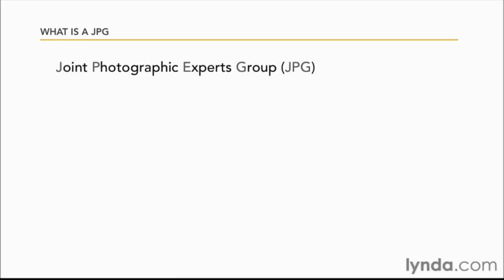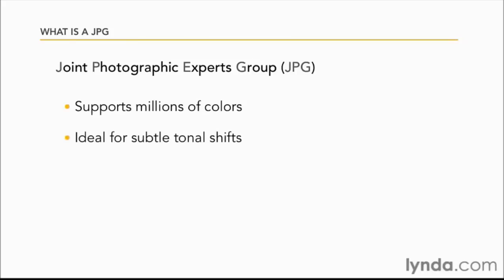JPEG is short for Joint Photographic Experts Group and is a standard that has been around in one form or another since about 1992. The JPEG file format allows you to create images with millions of colors, which makes it an ideal choice for photographs or images with subtle color differences. The downside to using JPEGs is that when saved, a lossy compression is used to save file size, resulting in image data being thrown away.